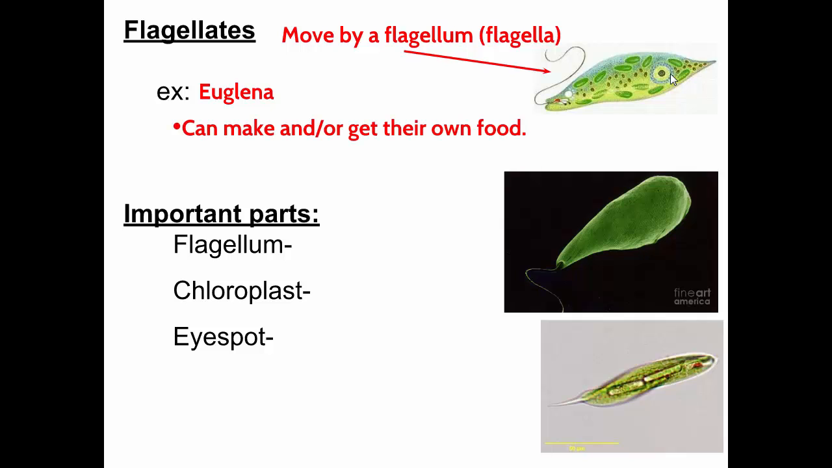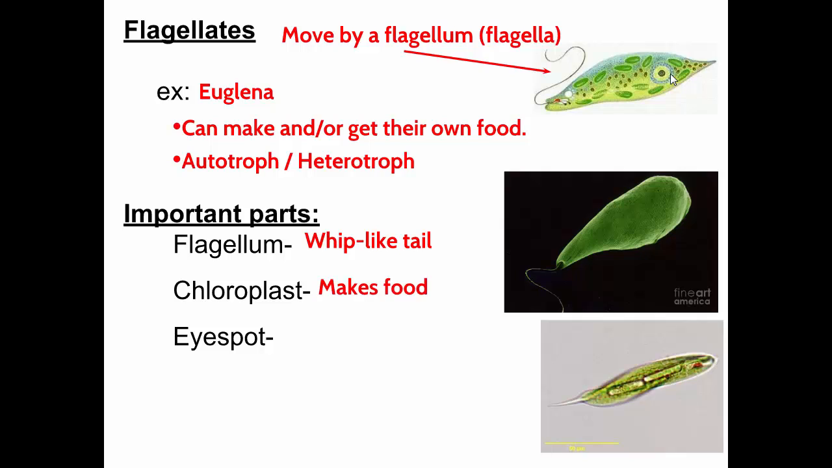Euglena are interesting because they are both autotroph and heterotroph. They have chloroplasts within them, so they can use sunlight to make food. But if there's no sunlight available, they can also consume food. So they can get energy in both ways. They're autotrophs and heterotrophs. And the euglena have a flagellum, their tail, which they use for movement. They make their own food through photosynthesis.